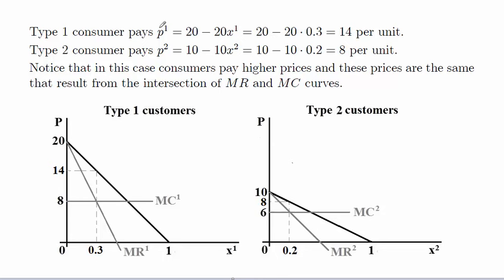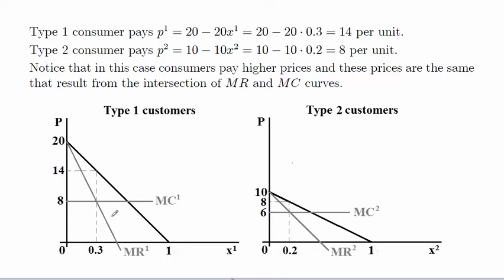So type 1 consumer pays 14 per unit. I'm just plugging the profit maximizing x1 into the inverse demand function, and I get 14 per unit, and type 2 consumer pays 8 per unit. Now notice that in this case consumers pay higher prices, and these prices are the same that result from the intersection of marginal revenue and marginal cost curves.